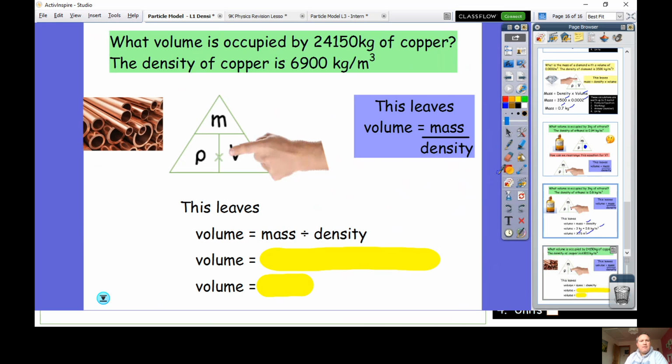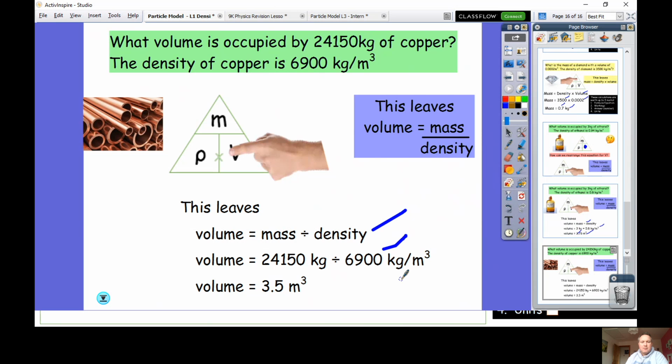Finally, what volume is occupied by 24,150 kilograms of copper? The density of the copper is 6,900 kilograms per meter cubed. Covering up the volume gives us volume equals mass divided by density. So let's look at our 4 marks. Volume equals mass divided by density. Tick for a mark. Our workings, 24,150 divided by 6,900. Tick for 1 mark. The answer is 3.5. Tick. And volume is in meters cubed. Tick. Those are our 4 marks.